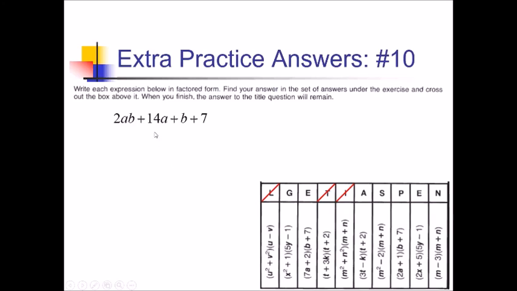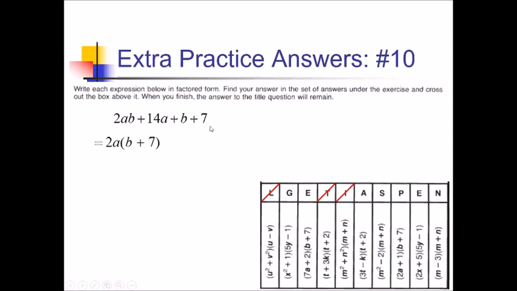For this problem, looking at my first 2 terms, it looks like for numbers I can pull out a 2. That goes into 2 and 14. And I can also pull out an a since they both have an a. Can't do anything about that b though. So 2ab, all that's left when I pull out 2a is just the b. And then 14a divided by 2a is a plus 7.